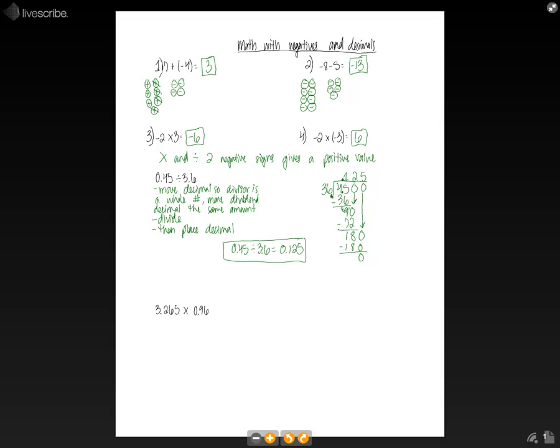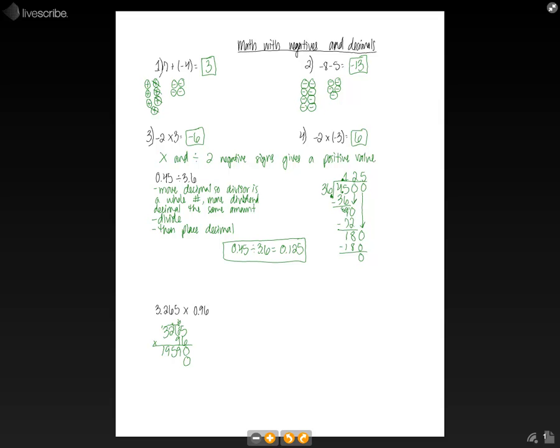So if we have 3265 times 96, if we do our math, 5 times 6 is 30, 6 times 6 is 36, plus 3 gives us 39, 6 times 2 is 12, plus 3 gives us 15, and then 6 times 3 is 18, plus 1 is 19. So then we use our 0 placeholder and do the next row of multiplication.